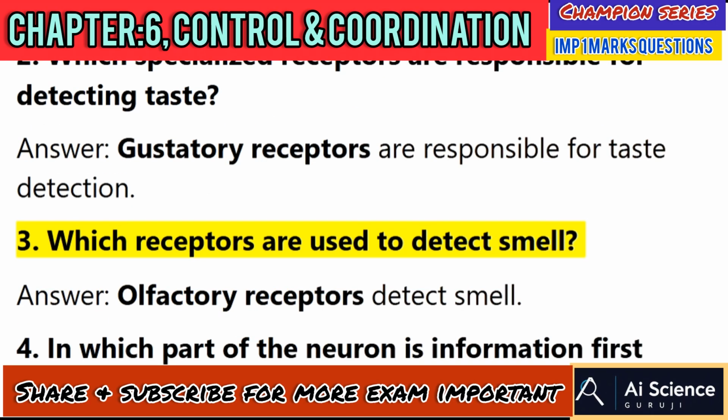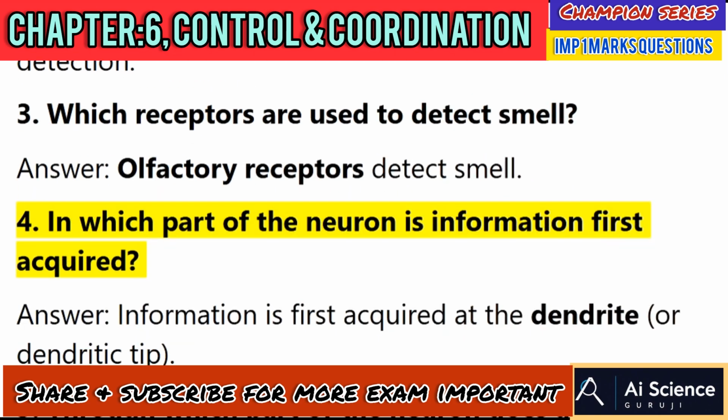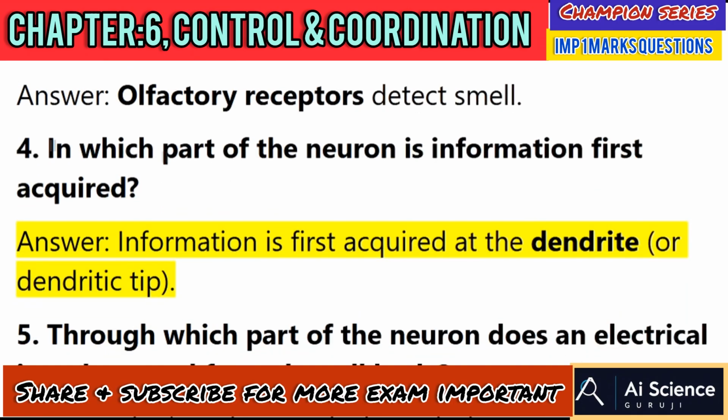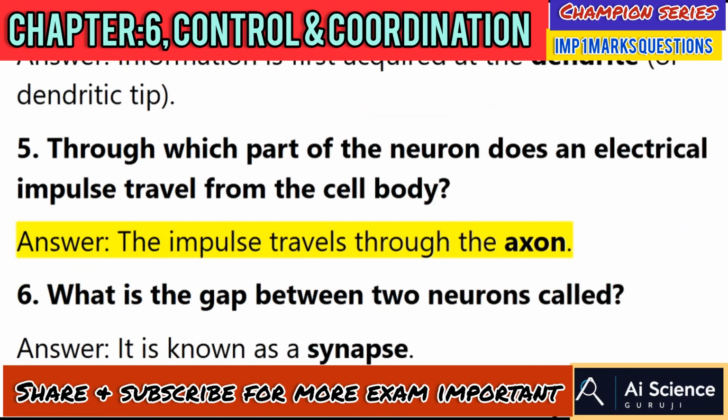3. Which receptors are used to detect smell? Answer. Olfactory receptors detect smell. 4. In which part of the neuron is information first acquired? Answer. Information is first acquired at the dendrite, or dendritic tip. 5. Through which part of the neuron does an electrical impulse travel from the cell body? Answer. The impulse travels through the axon.